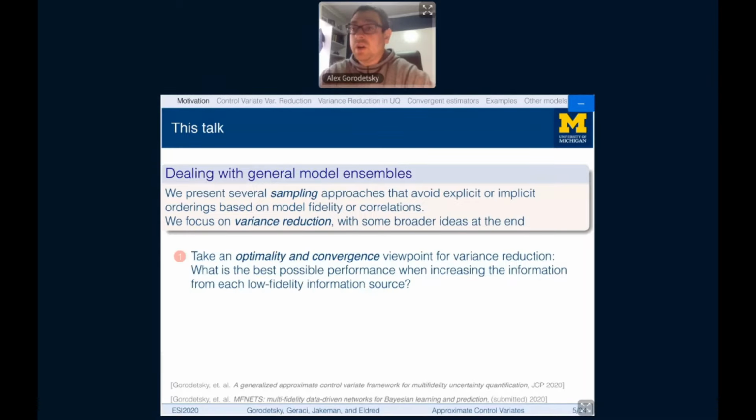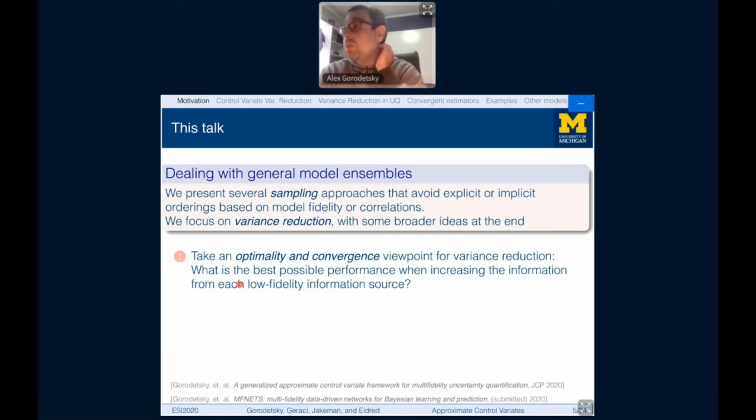Now, in this talk, I'll focus a bit more on sampling algorithms. And the idea is to develop sampling algorithms to avoid explicit or implicit orderings based on either model fidelity or correlations. And the reason why I focus on correlation is because this talk is specifically focused on variance reduction, so variance reduction of Monte Carlo type estimators.